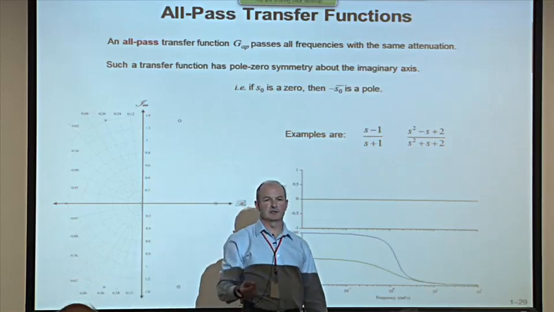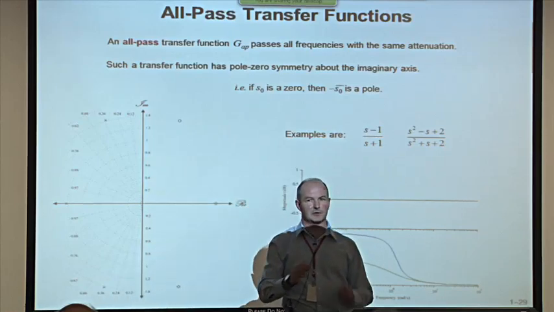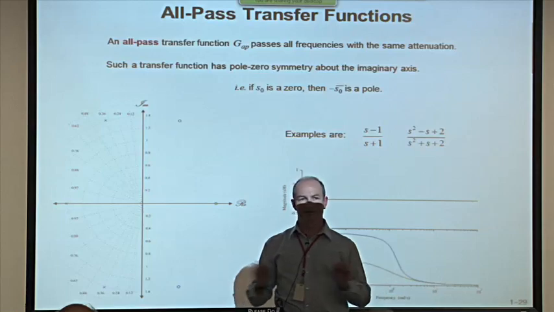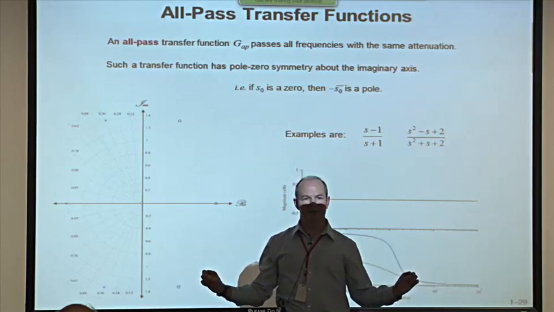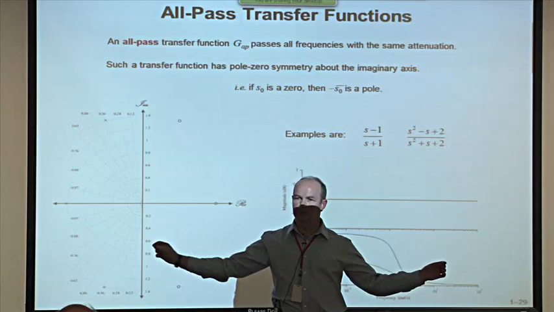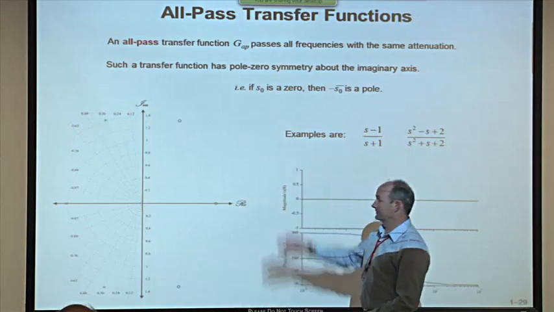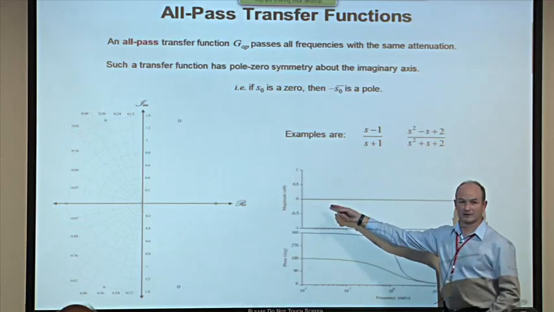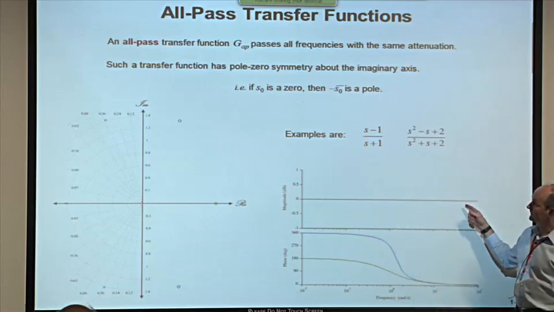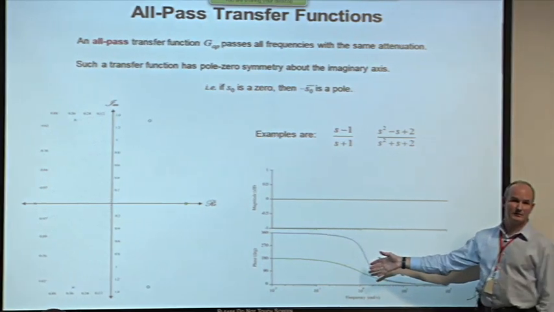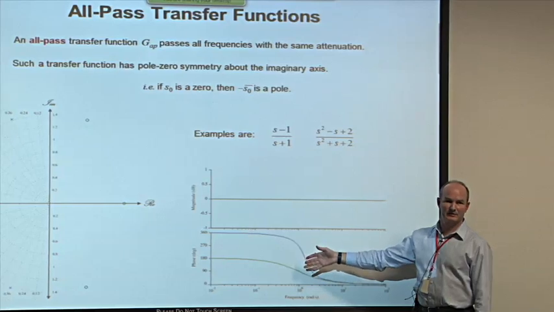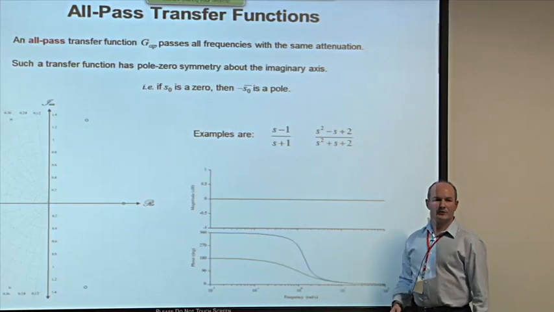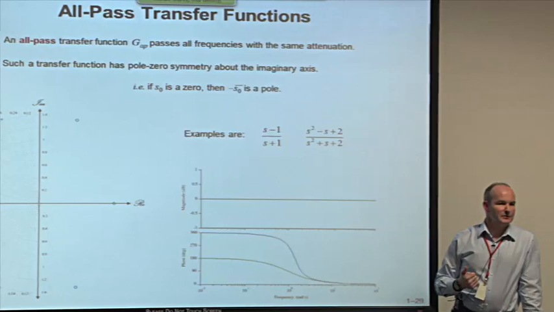Characteristic of these systems is that the magnitude of the frequency response is always unity. So you can see why the name is there. It comes from filtering, because if you pass all frequencies with the same attenuation, or in this case no attenuation, you're passing all frequencies, an all-pass transfer function. Of course, the phase is not fixed. The phase changes. Now, we have already met one example of an all-pass transfer function.